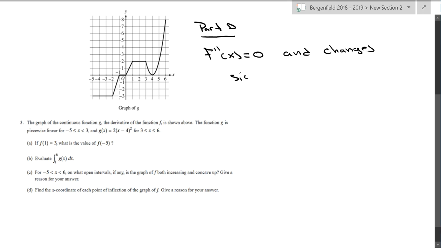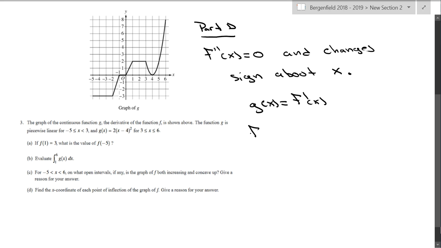sign about x, let's say. Okay, so let's go find f double prime equal to 0. So if we start this game today, we'll get, we're told that g of x is equal to the derivative of f of x.